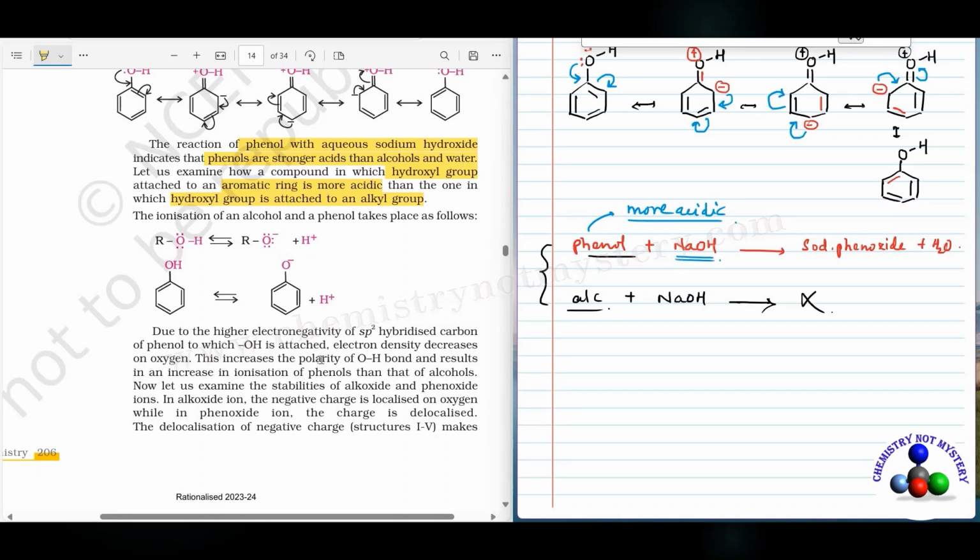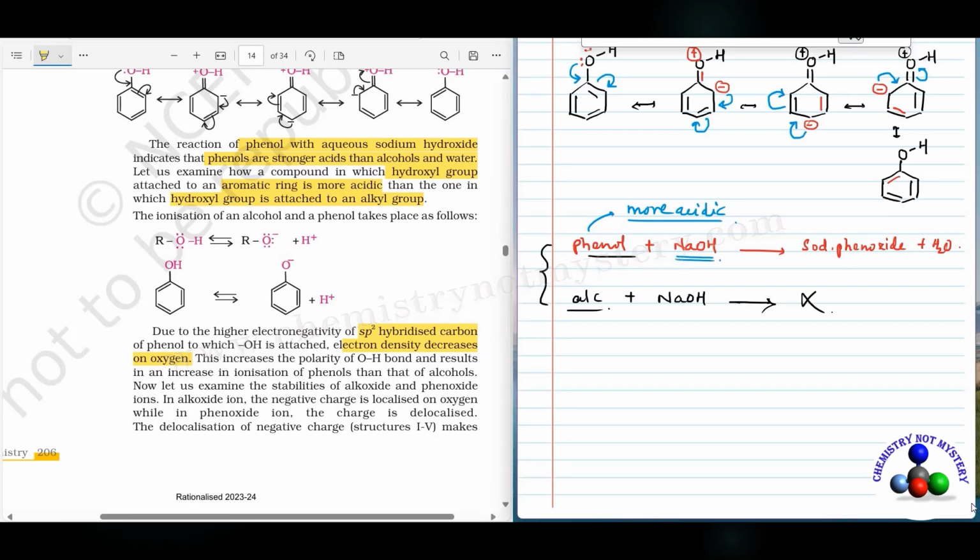The ionization of alcohol and phenol takes place as follows. Here it is given, this is alcohol. When H plus is removed from the molecule, it will form alkoxide ion and H plus ion. And in case of phenol, when ionization takes place, it dissociates into H plus ion and phenoxide ion. Due to higher electronegativity of sp2 hybridized carbon of phenol to which OH is attached, electron density decreases on oxygen. This increase of polarity of OH bond results in increase in ionization of phenol than the alcohol. So this is the first reason.